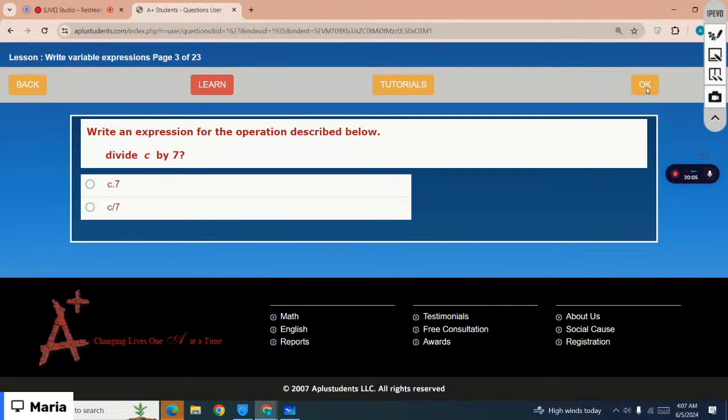Write an expression for the operation described below. Divide c by 7. Which is the correct option? Yes, 2 is the correct option.